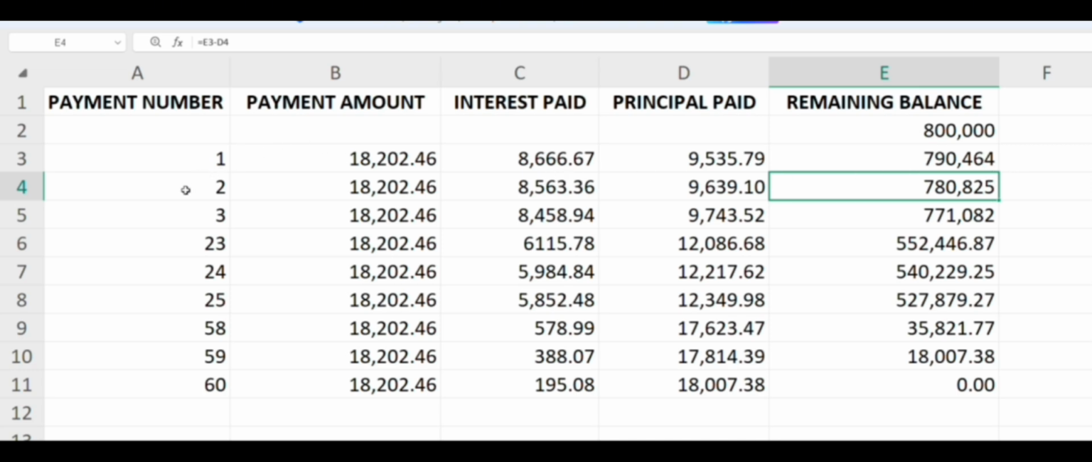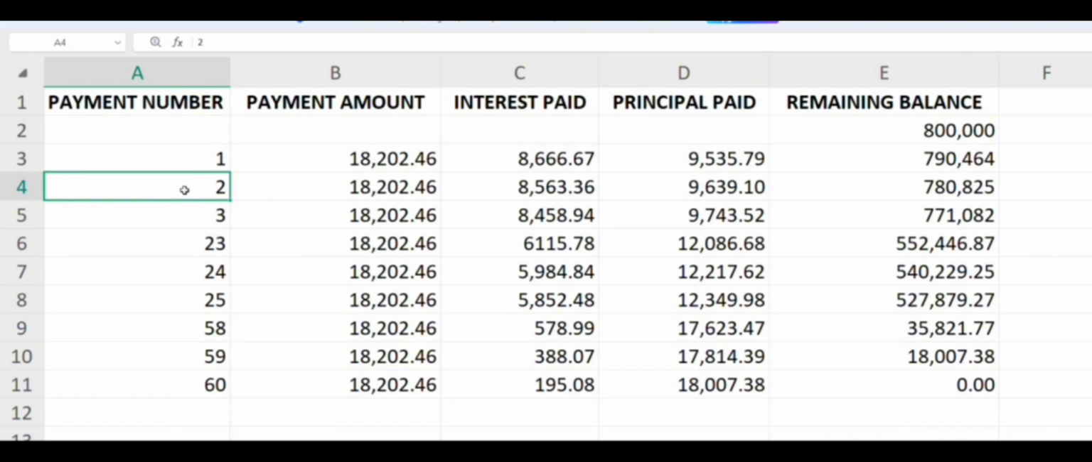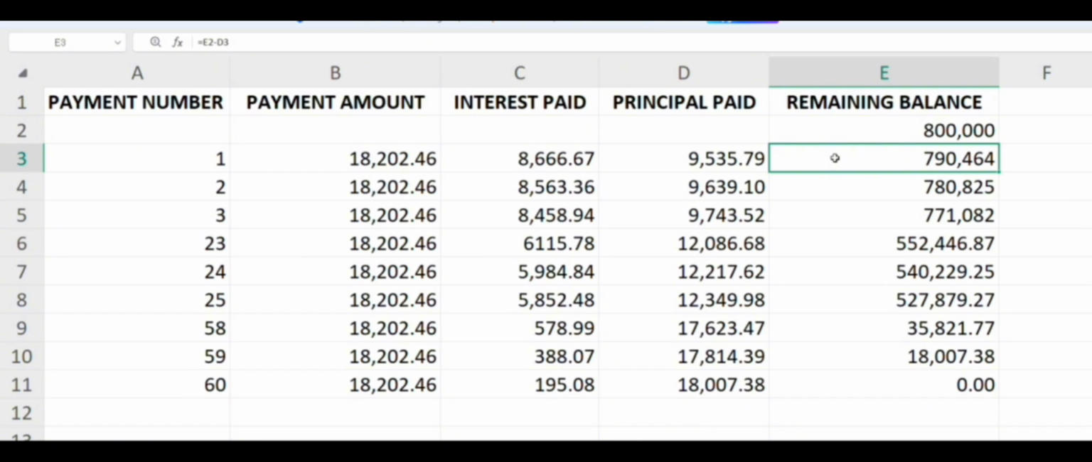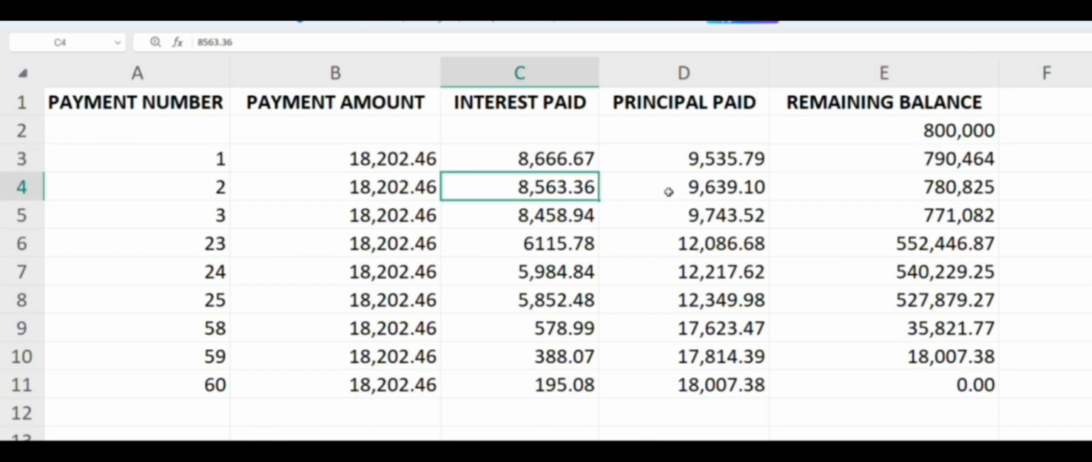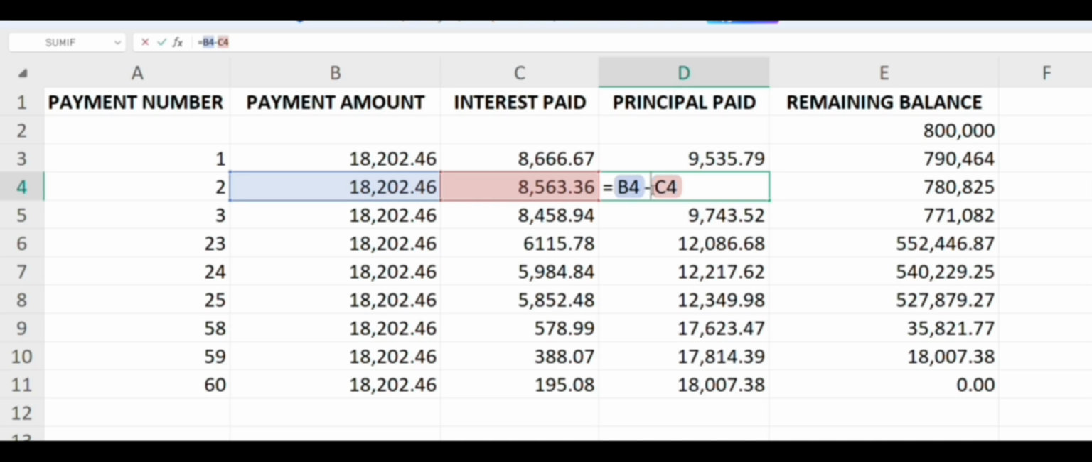And for our payment number 2, or our second month, our interest paid is 8,563.36. So in order for us to get that value, we need to multiply our remaining balance in the first month to our rate, which is 0.13 divided by 12. And that would now give us 8,563.36.